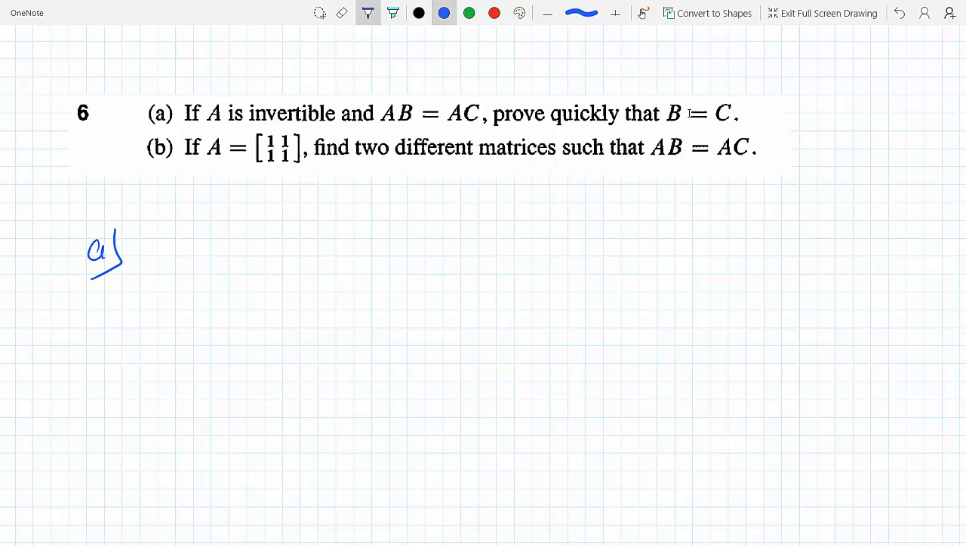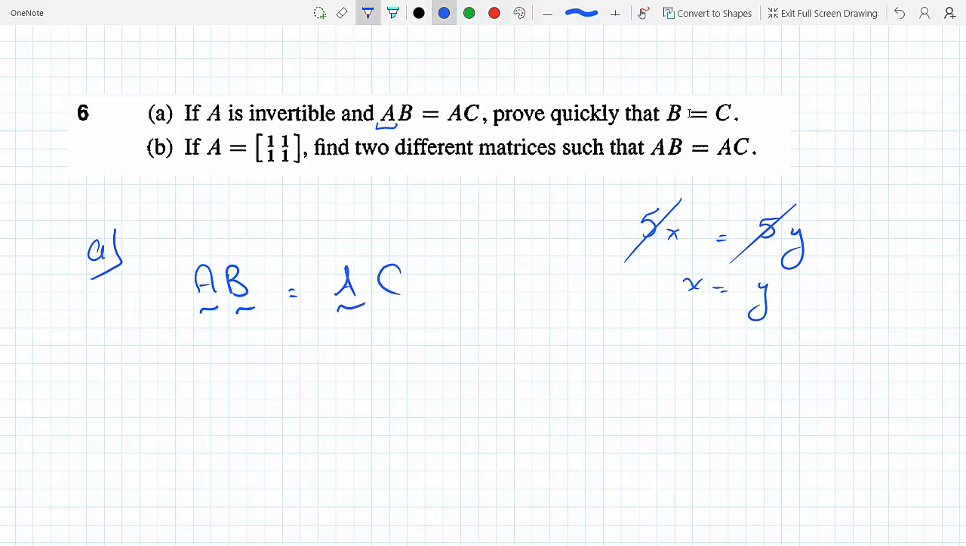So for part A, the question is saying if A is invertible, prove that B equals C. Now with matrices, unlike algebra, you can't just say if 5x equals 5y, cross out the 5. In algebra, you could cross out the 5 and say x equals y. Well, in matrices it doesn't work that way because A is actually a matrix. So AB, these are all matrices, equals AC.